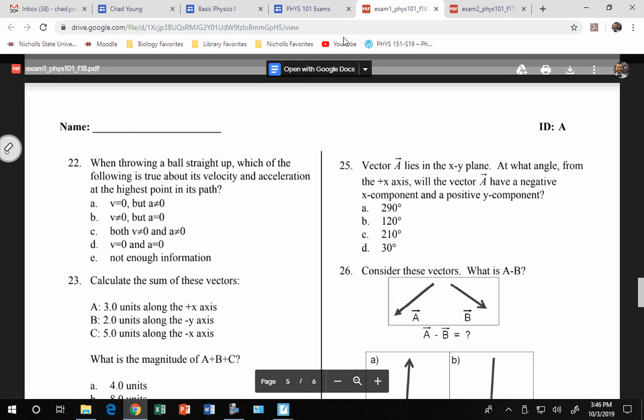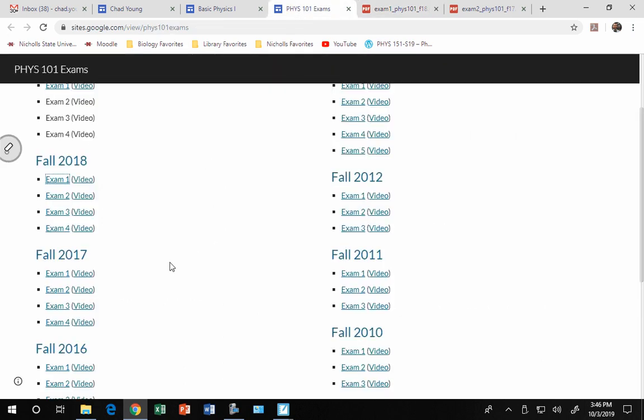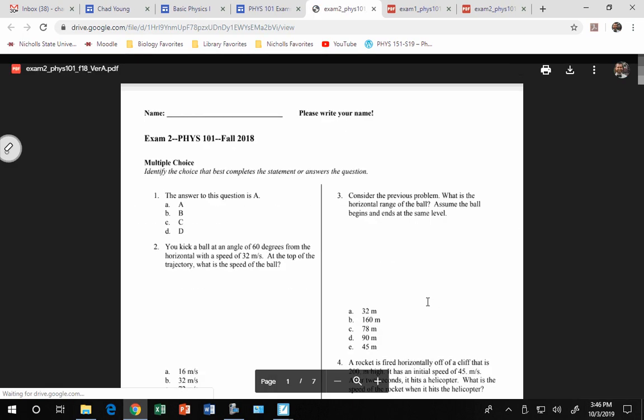Let's go back. Anything else on this? Make sure you're not forgetting about the vectors, because it will be on there. What's that, fall 18? Let's look at exam 2.